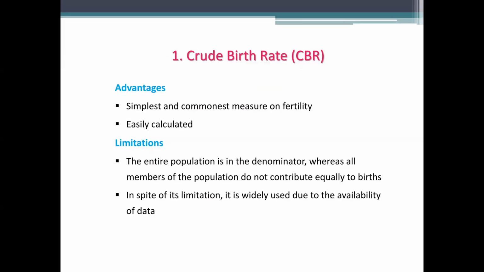Crude birth rate advantages: simplest and commonest measure of fertility, easily calculated. Limitations: the entire population is in the denominator, whereas all members of the population do not contribute equally to the births. In spite of its limitation, it is widely used due to the availability of data.